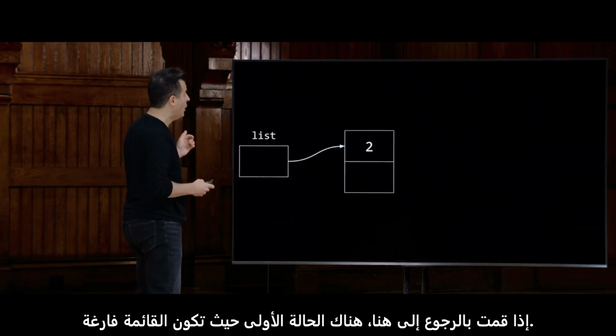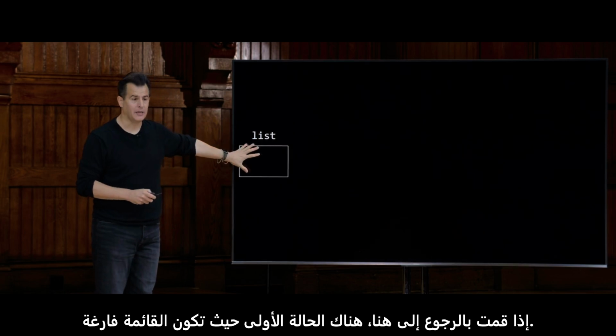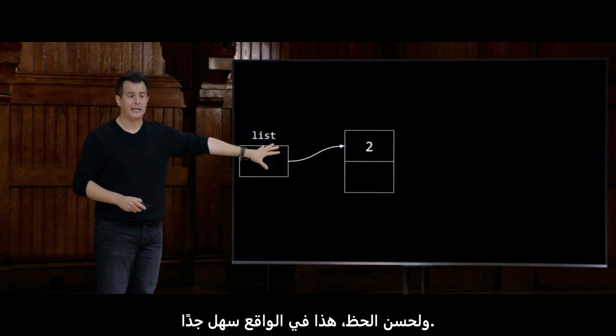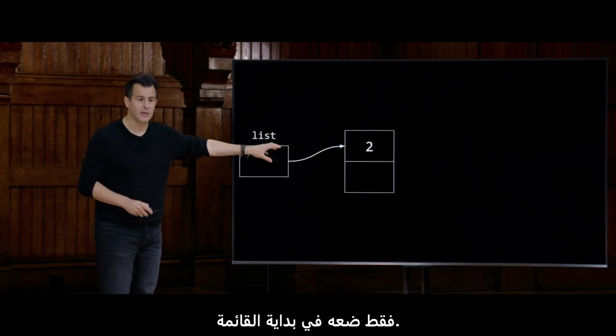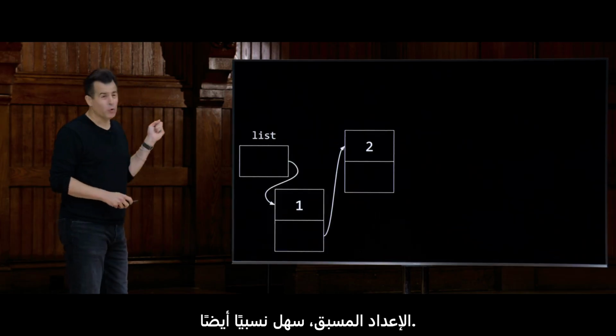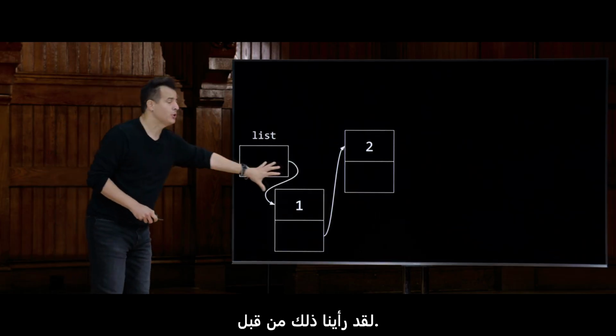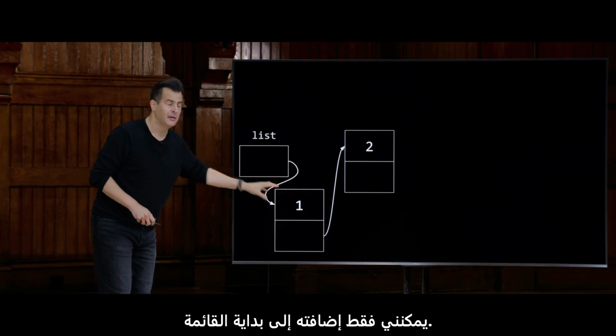If I rewind here, there's the first case where the list is empty. And thankfully, that's actually pretty easy. Just plop it at the beginning of the list. Prepending, also relatively easy. We saw that before. I can just prepend it to the start of the list.